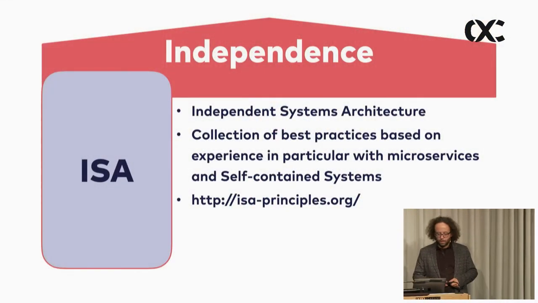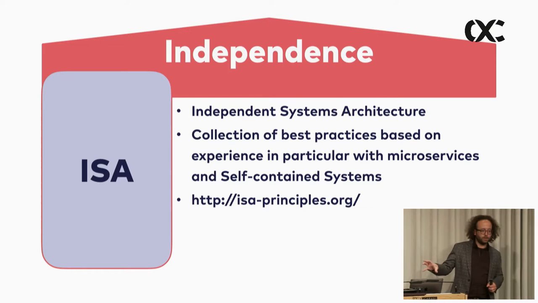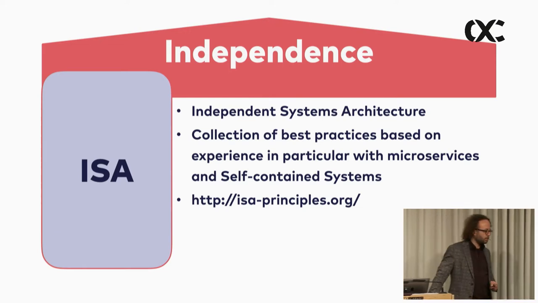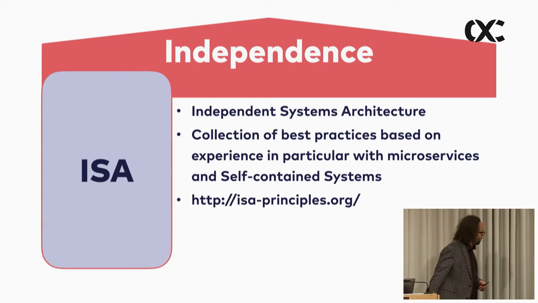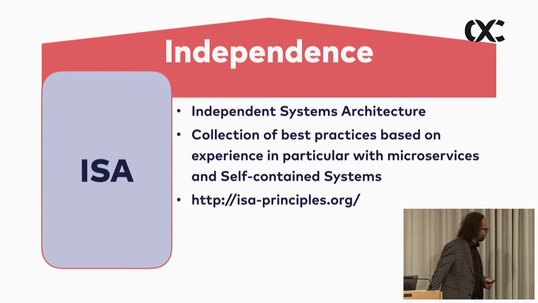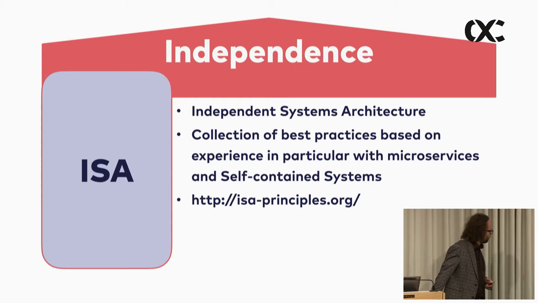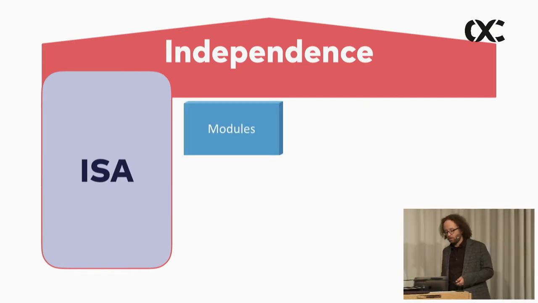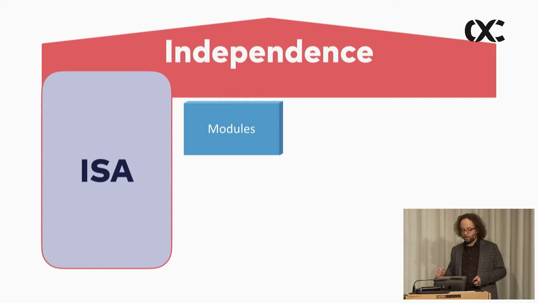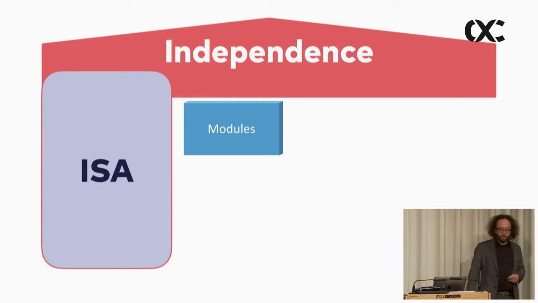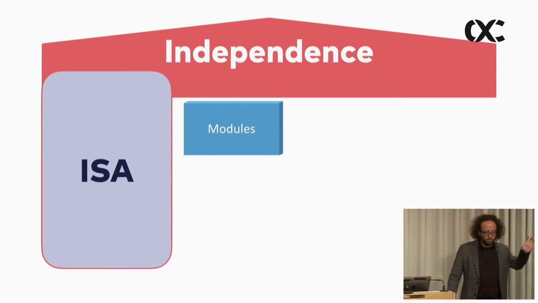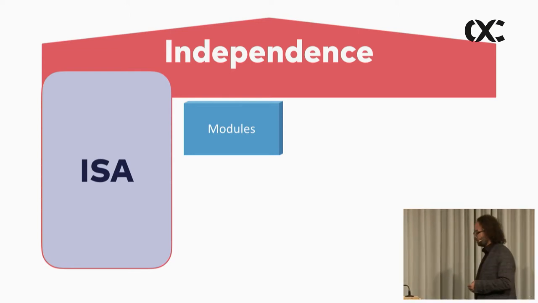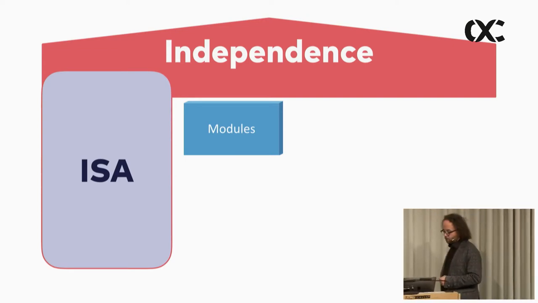And it's basically a collection of best practices for microservice architectures and self-contained systems. The stuff itself is publicly available, also open sourced for everyone. And ISA runs on 12 principles. So, it's 9, sorry. The first thing is pack your software as modules that expose standardized interfaces. So, nothing really special there.